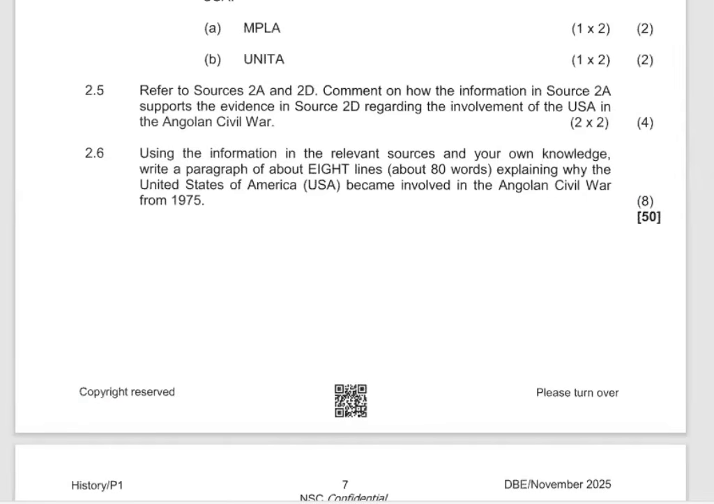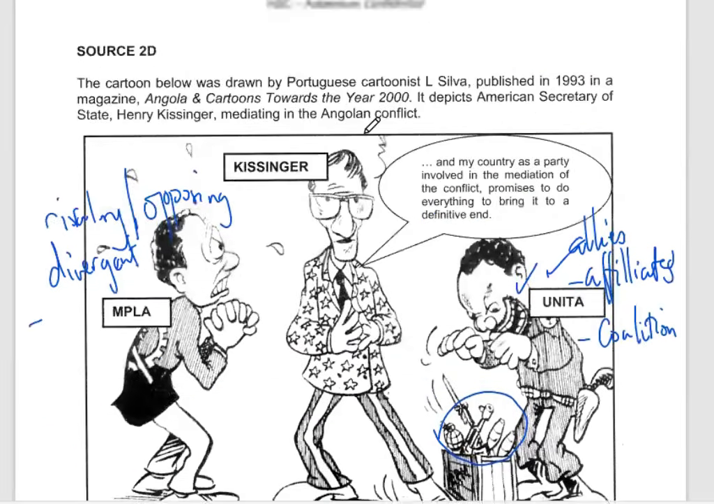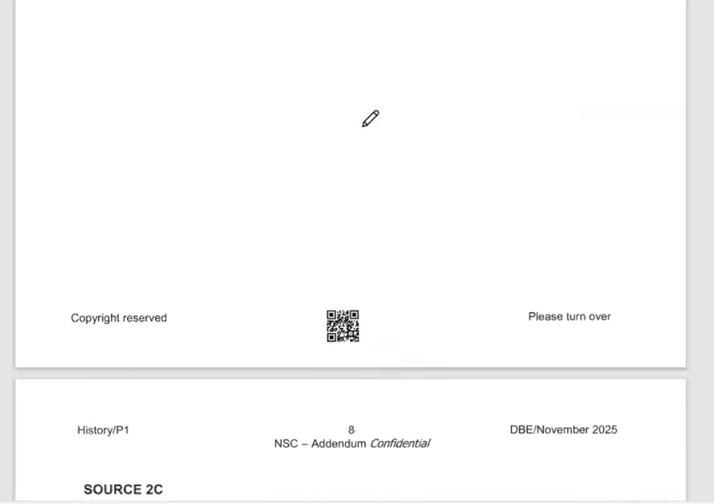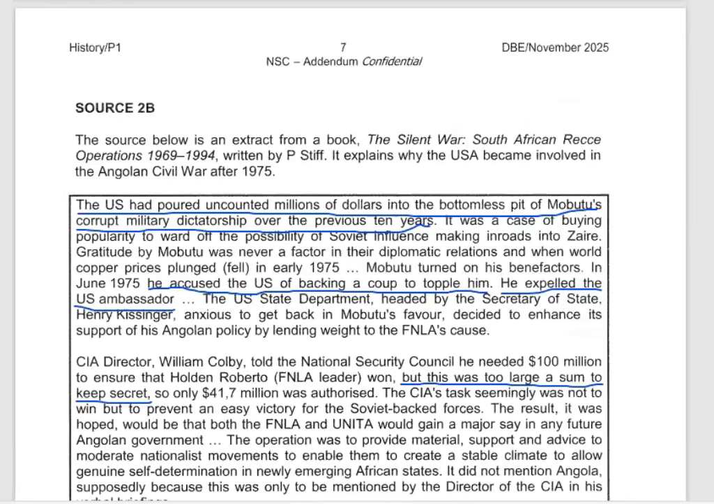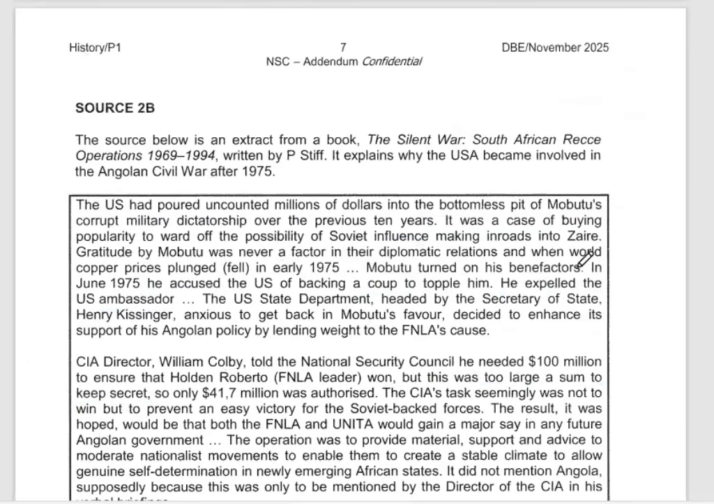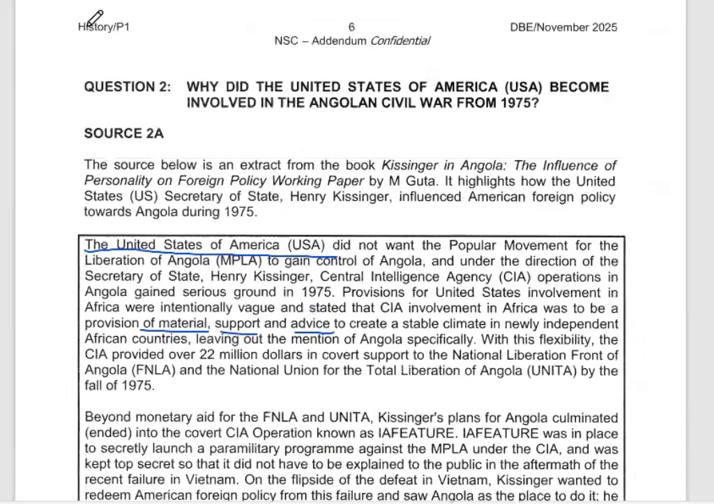Let's look at the two sources and try to figure out the evidence. If we check source 2A, we want to compare source 2A to 2D. Let me just erase some of the markings here so that we can get a sense. Source 2A, what is it saying?